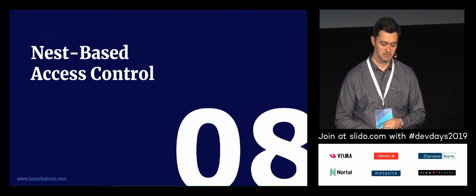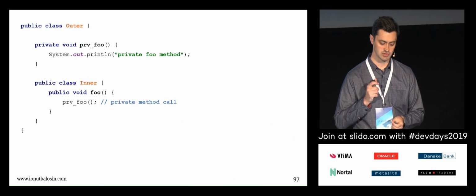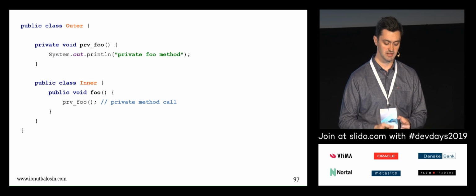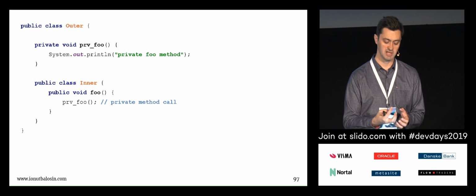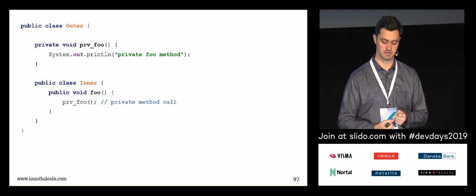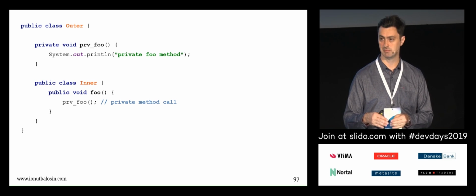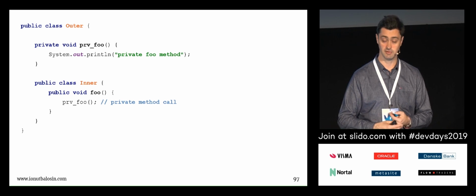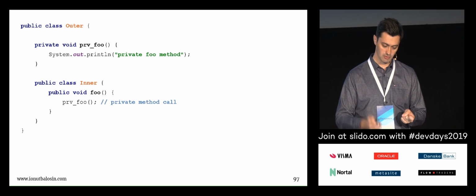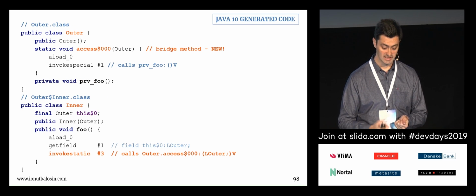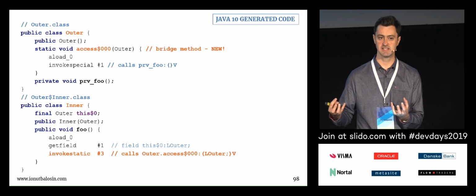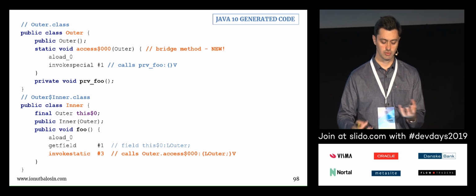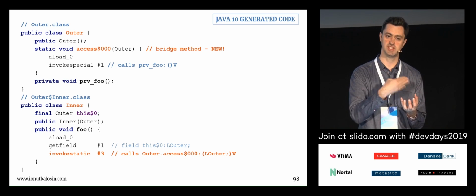The last one is about nest-based access control. It's quite short. In essence, what it says is, you have an outer class and an inner class. And the inner class has a reference to some private member, could be a method or could be a field, which belongs to the outer. In our case, the inner class has a method foo, which calls the private method foo, which belongs to the outer. How was it before Java 11? Actually, because every class is a top-level class, it compiles into a different class file. Of course, you cannot refer to something private which belongs to the other.